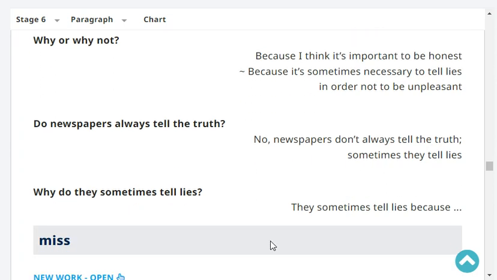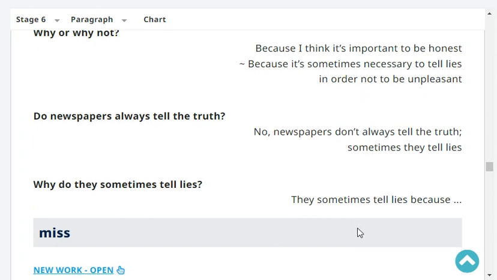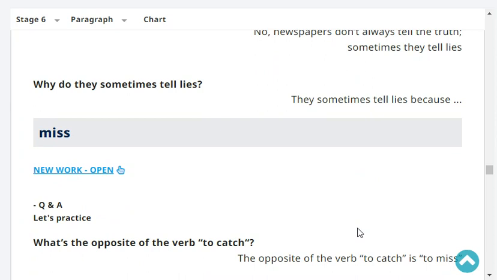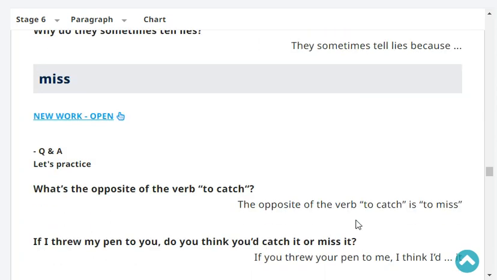Do newspapers always tell the truth? No, newspapers don't always tell the truth. Sometimes they tell lies. Why do they sometimes tell lies? They sometimes tell lies because they don't have time to check that everything is true. Very good.